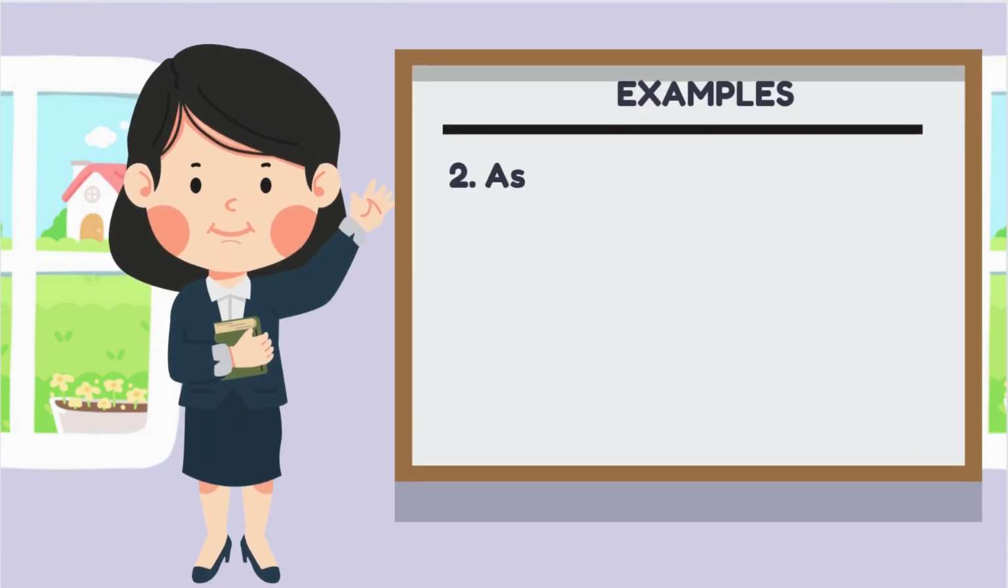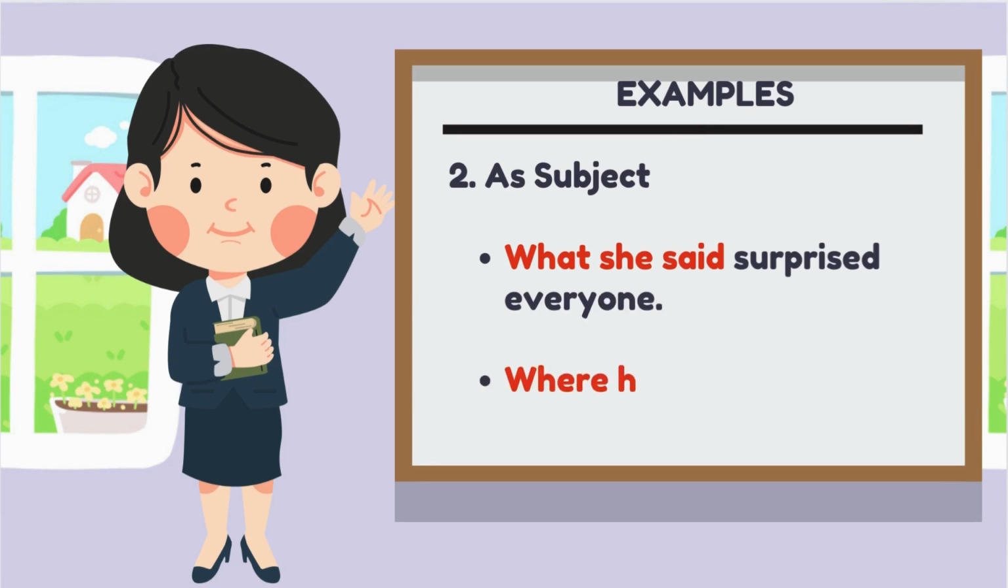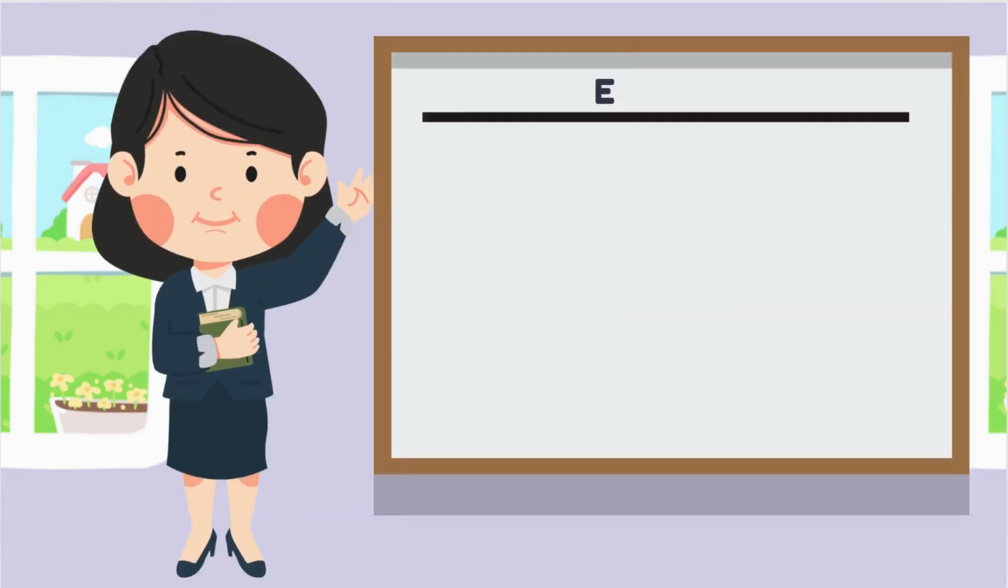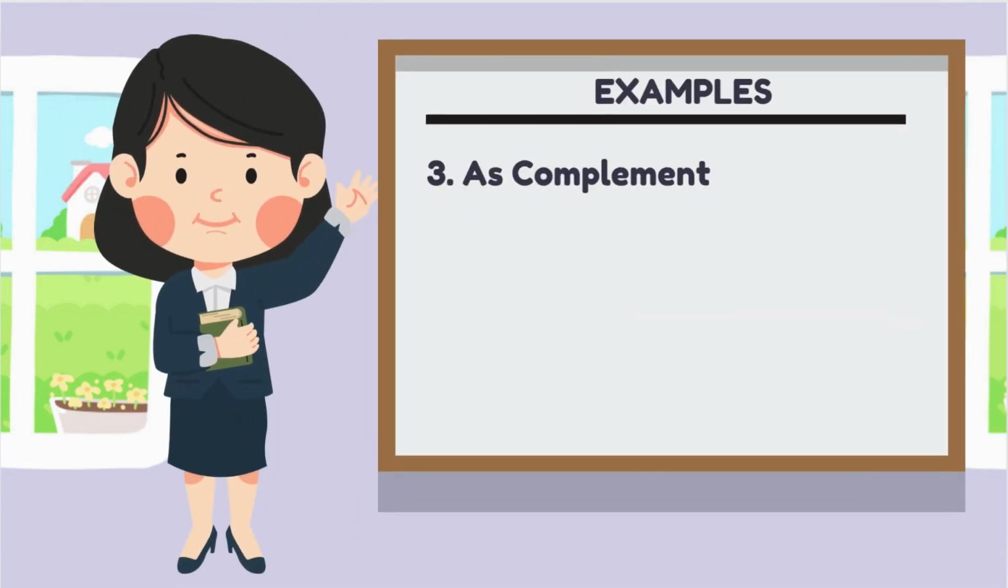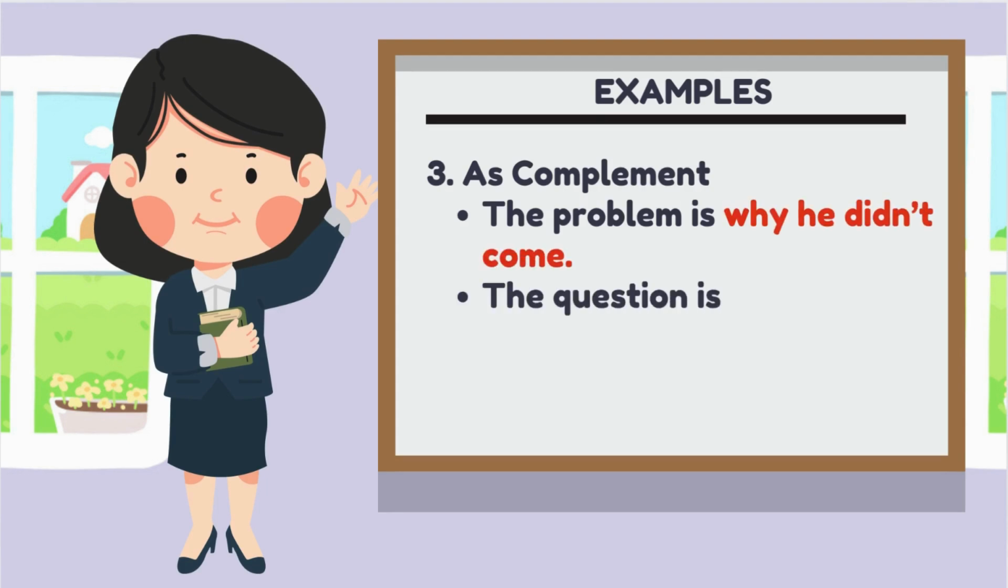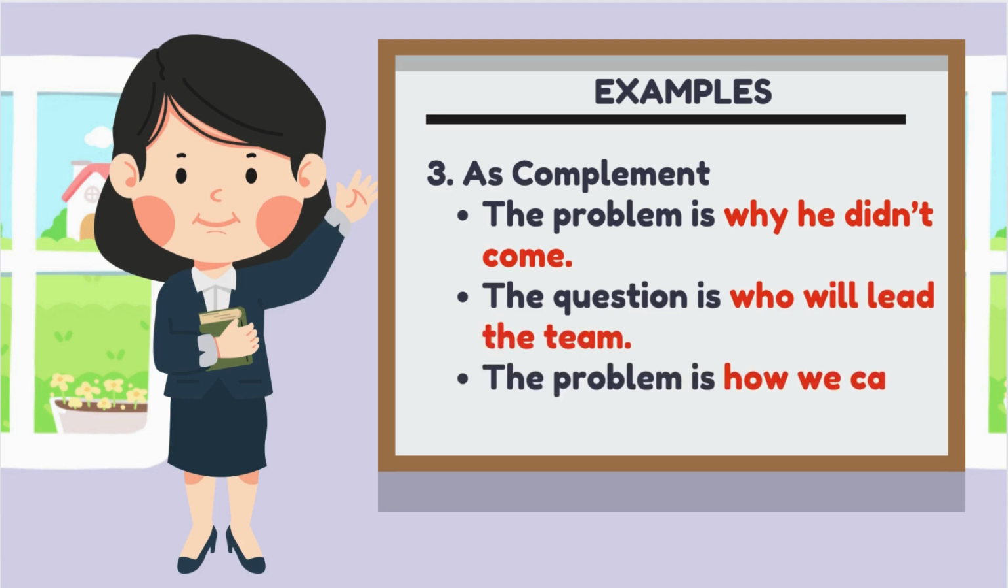And second, as subject, for example, what she said surprised everyone, and where he went is still a mystery. And third, as complement, for example, the problem is why he didn't come, and the question is who will lead the team, and the problem is how we can fix it.